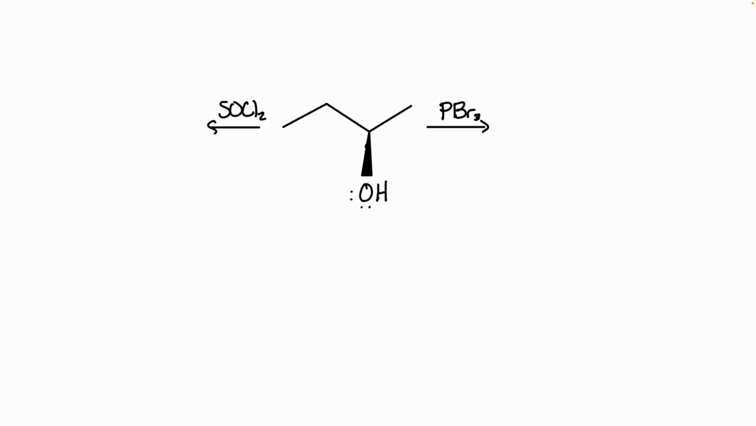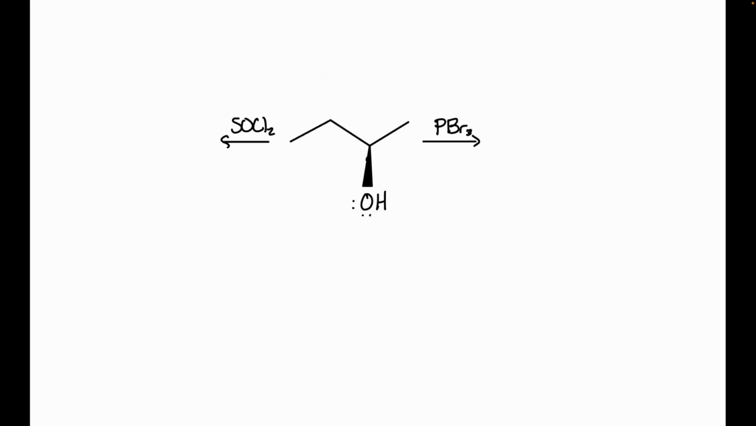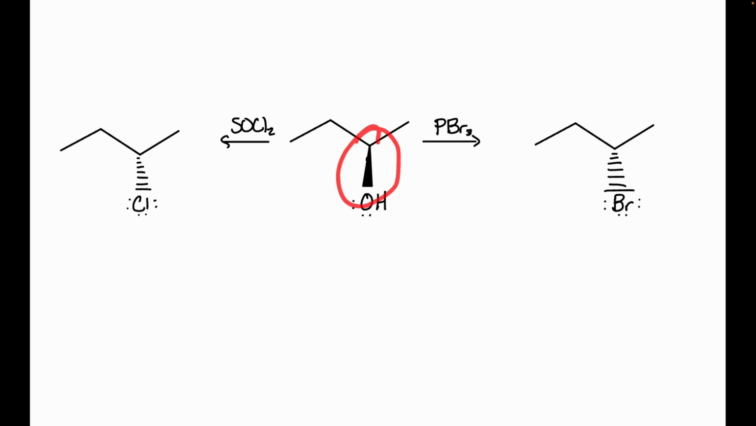All right, so again, my thionyl chloride is going to substitute that alcohol group for a chlorine, whereas my phosphorus tribromide is going to substitute that alcohol group for a bromine. But just like our other SN2 type mechanisms, we need that stereochemical inversion. So when my alcohol group is on a wedge, I have to flip and put those new substituents on a dashed bond.